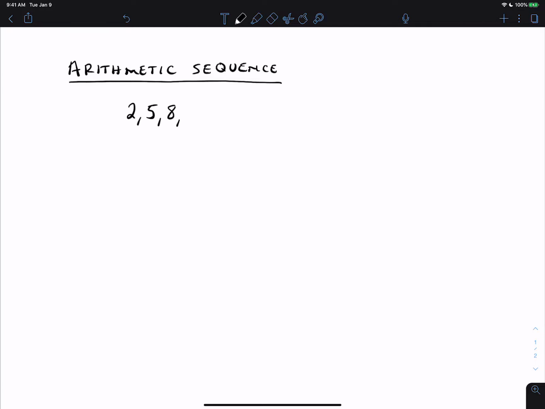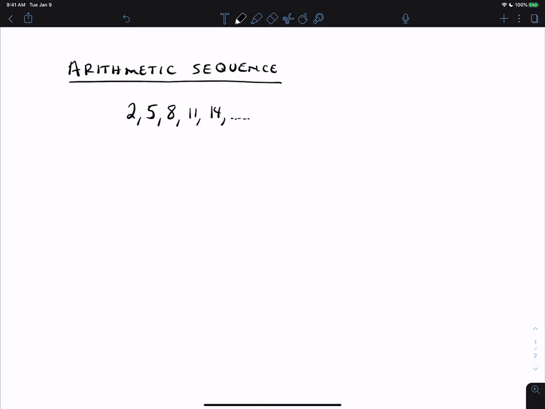So there are two broad categories of sequences that are the most common or the most simple, I guess, to write formulas for. So the first one is an arithmetic sequence. An arithmetic sequence is one where in order to get from one term to the next, you add the same thing every time. So an example of an arithmetic sequence would be 2, 5, 8, 11, 14, 17, 20, and so on. So in this sequence, we're adding 3 every time.